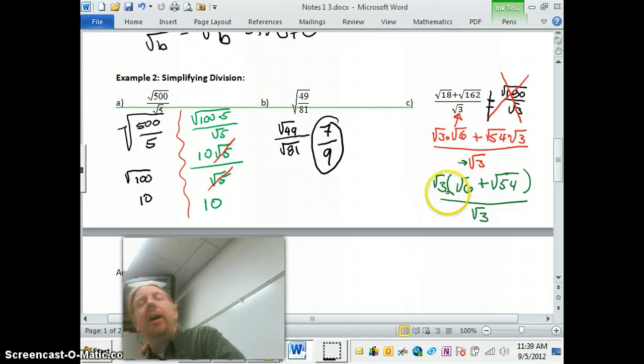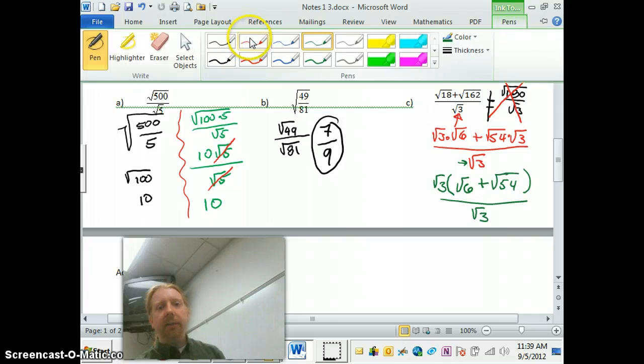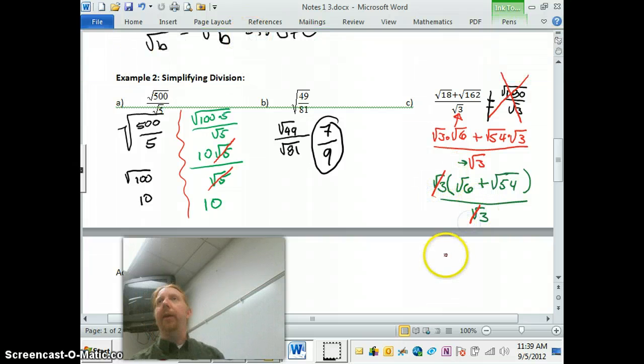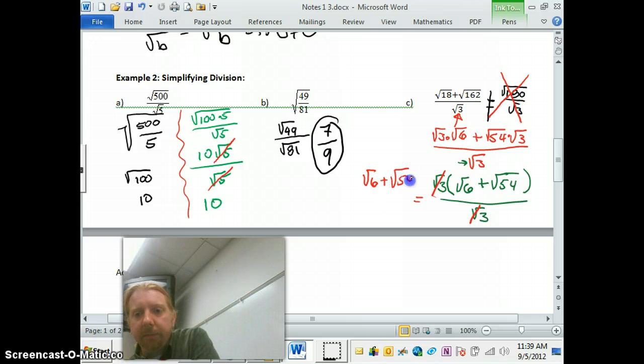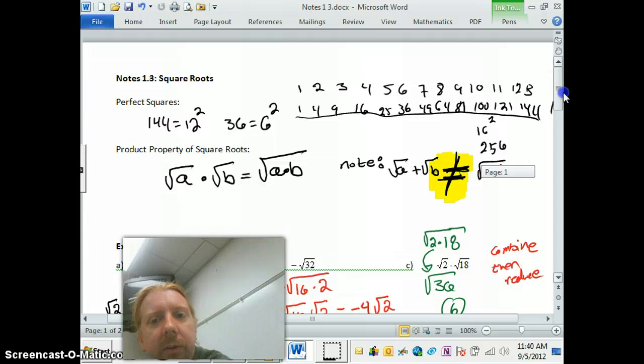But now I can see I've got a square root of 3 on the top, square root of 3 on the bottom. I can cancel those guys out. There they go. And that's just going to leave a final answer. I'm writing it on paper, so I'm right over here. Square root of 6 plus the square root of 54. Do any perfect squares go into 54? Let's go back to our perfect square list. And 9 goes into it.